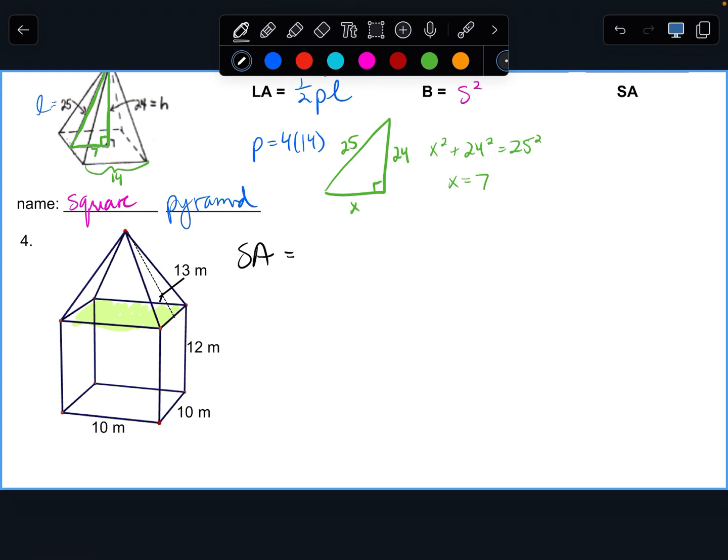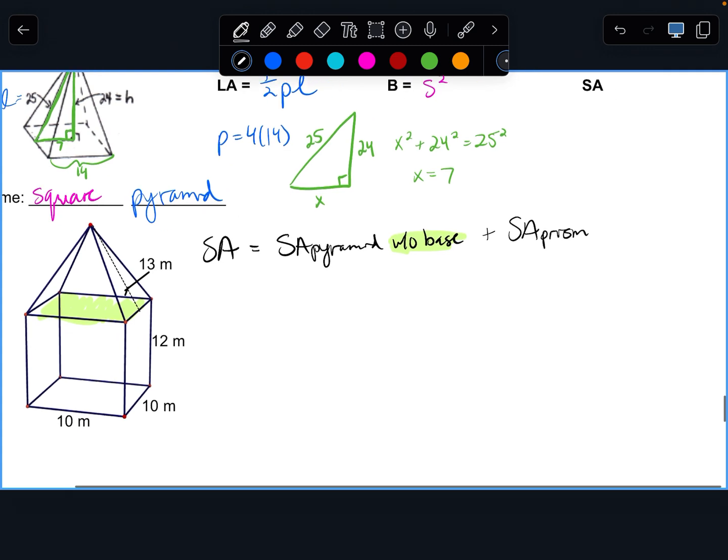Well, we're still gonna need perimeter. So, hold on. It'll be a surface area of pyramid without the base, right? That'll be the plan. I don't want the base of the pyramid. And the surface area of the prism without one base, because I still want one of them. I don't want both.